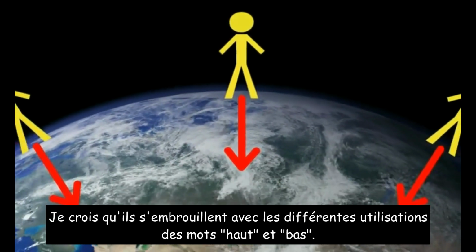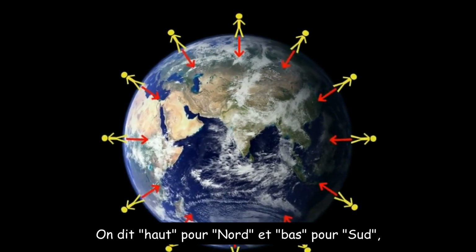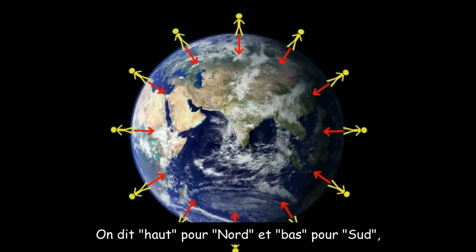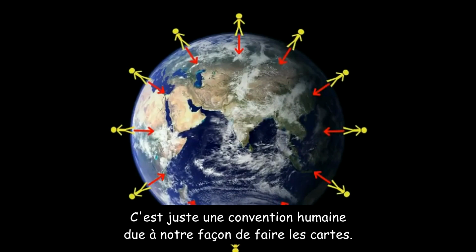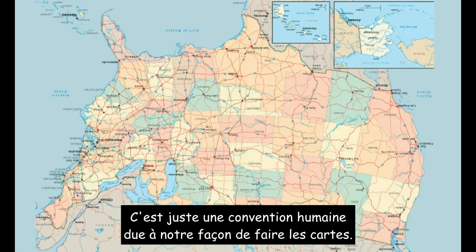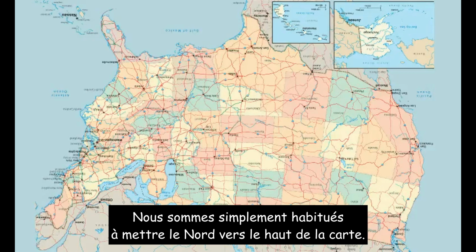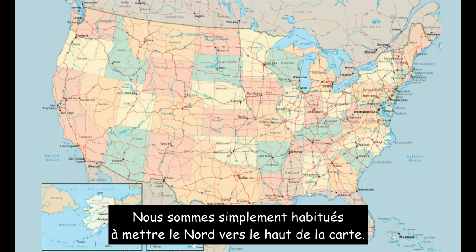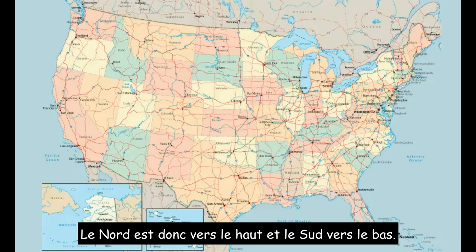I think they are getting confused with different uses of the words up and down. We tend to say up north and down south, but that has nothing to do with gravity. That is just a human convention that came out of the way we make maps. A map like this looks wrong, but there is technically nothing wrong about it. We are just used to seeing a map with north at the top. It helps us to have a consistent way to look at maps. So north is oriented at the top and south at the bottom.